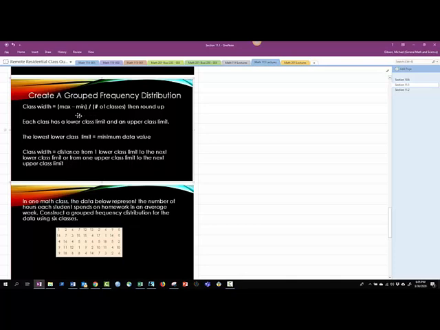Okay, first what we have to do is figure out our class width, and to do that we're going to need to figure out what the maximum and minimum values are. We'll need the number of classes. They're always going to tell us that, all right? So the class width is the maximum value in the data set minus the minimum, divided by the number of classes, and then round up.